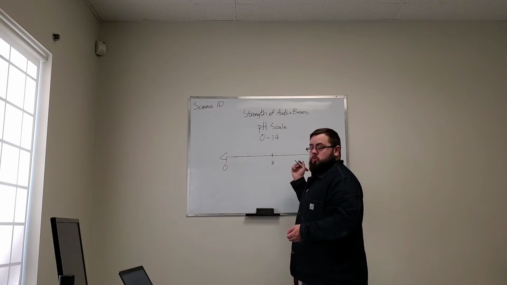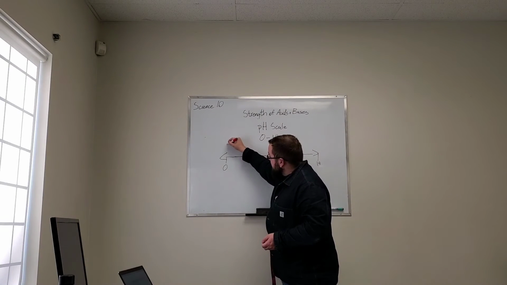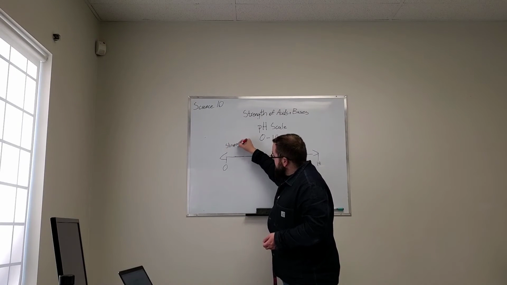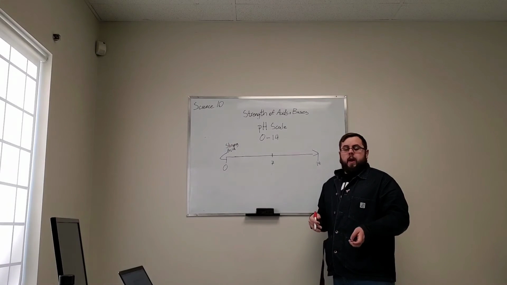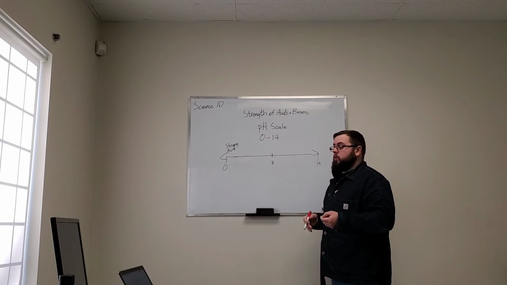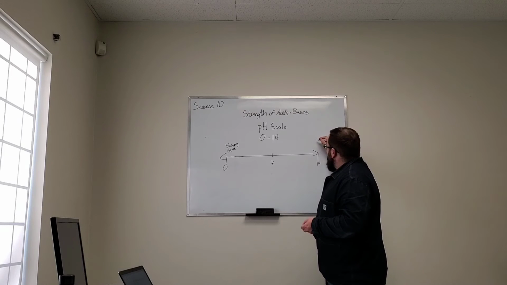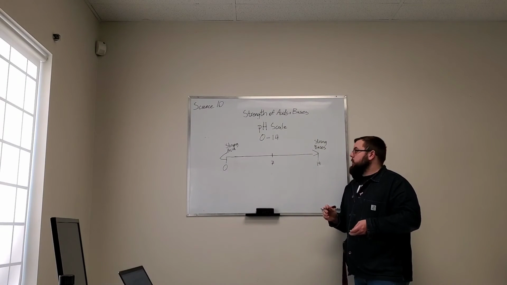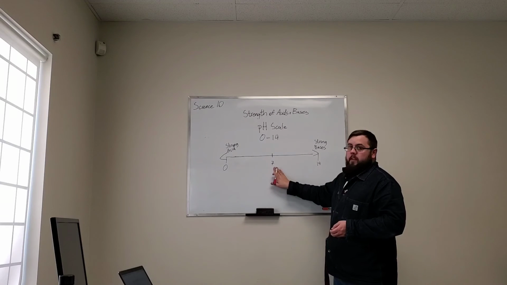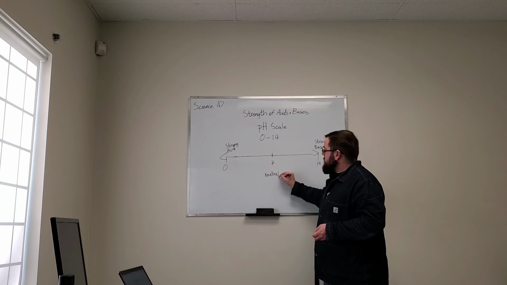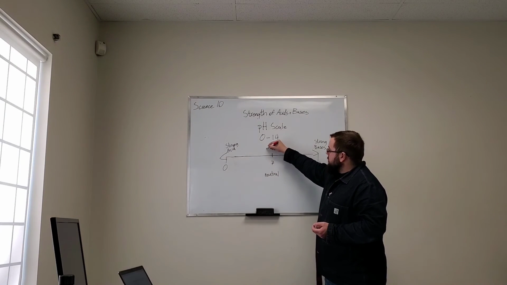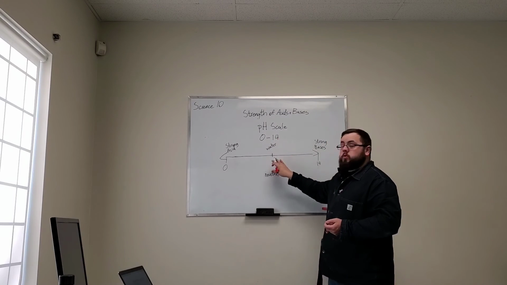So the stronger acids are going to go down on this side at 0. So these are things like stomach acid or battery acid. Strong acids go over here. On the flip side, our strong bases are going to go on this side at 14. In the middle, 7, this is neutral. So something like water is right in the 7 range.